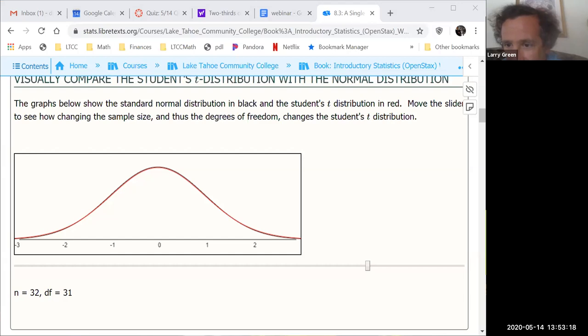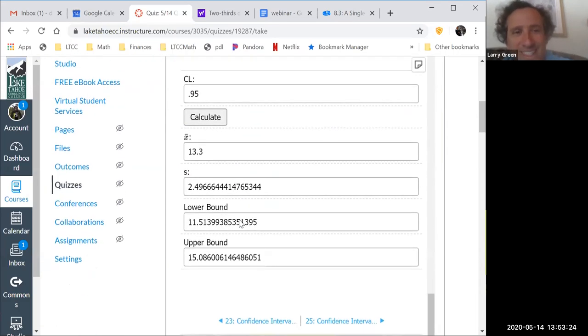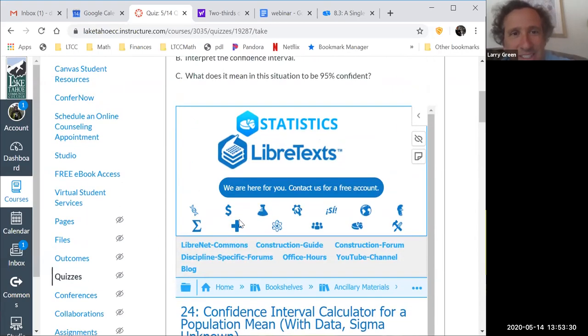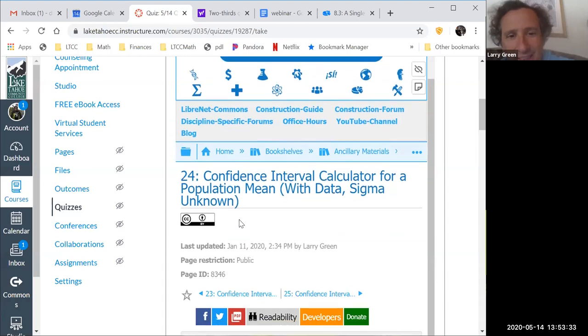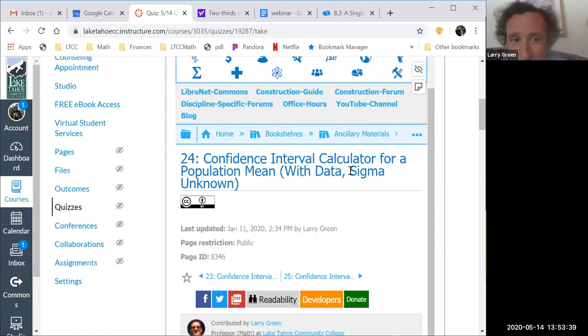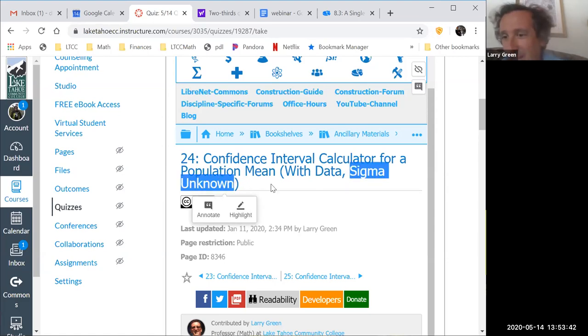So is there a calculator that includes this t-distribution? Sure. This one. Let's see, the one we just used. So notice it says sigma unknown right here. That means we use the t-distribution. And what you don't have to worry about is what I did to code it, because that's messy. All you got to know is that if you don't know the standard deviation, you use the t-distribution, okay?